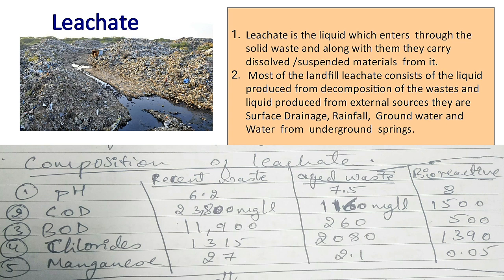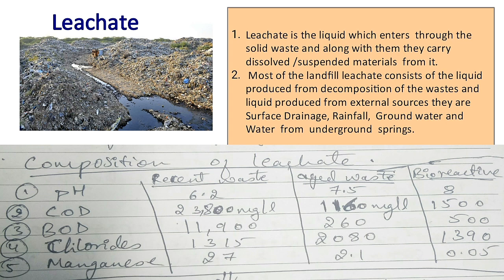So most landfill leachate consists of the liquid produced from decomposition of the waste and liquid from external sources. They are surface drainage, rainfall, groundwater, and water from underground springs. So along with these leachates, there are some chances of mixing of surface drainage, rainfall, groundwater, etc. So there are other chances also. We are giving an initiation for that leachate to flow around in our fields with the help of these natural things. Due to leakage of drainage and all, it will also come and mix with this leachate, and it may flow, or due to rainfall it may ooze out. So all these conditions apply.